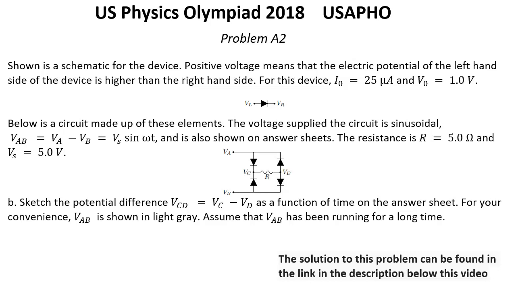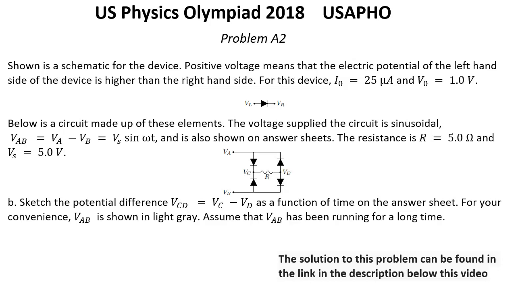The voltage supplied to the circuit is sinusoidal. VAB equals VA minus VB equals VS sine omega t, and is also shown on the answer sheet. The resistance is R equals 5 ohms and VS equals 5 volts. Question B. Sketch the potential difference VCD equals VC minus VD as a function of time on the answer sheet.